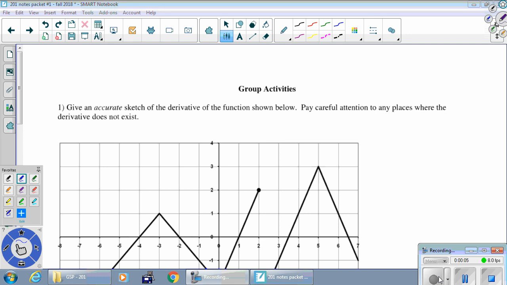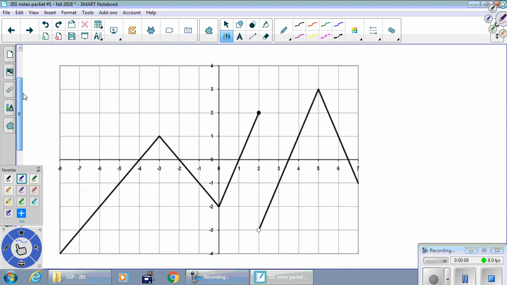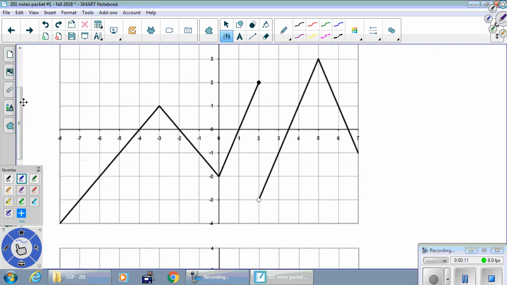Lesson 5, this is the second activity. Give an accurate sketch of the derivative of the function shown below. For this one, I'm just going to pick one arbitrary point here, for example, that guy, and ask what the tangent line looks like at that one spot. And hopefully we see that the tangent line at that one spot is the line itself.